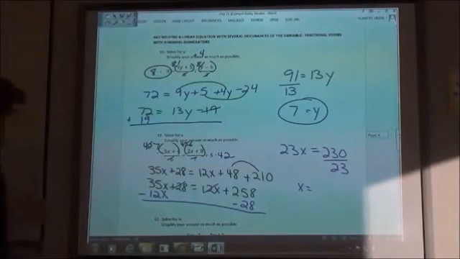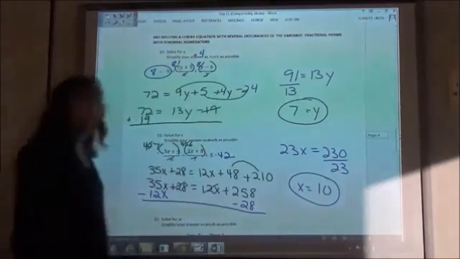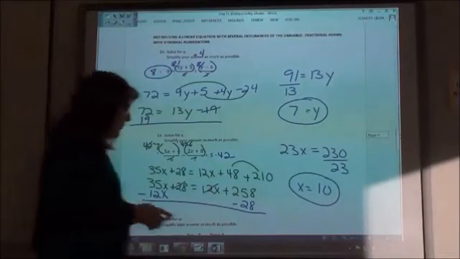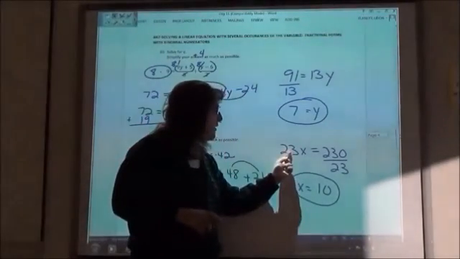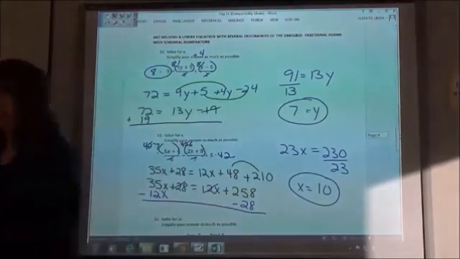x equals 10. We got that nice whole number answer, so that's a good sign we did it right. So the one with the x is the one we're always dividing by, the one in front of the x. So that's always the one that goes on the bottom.